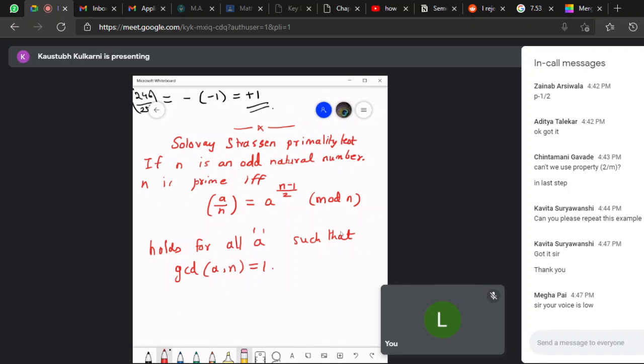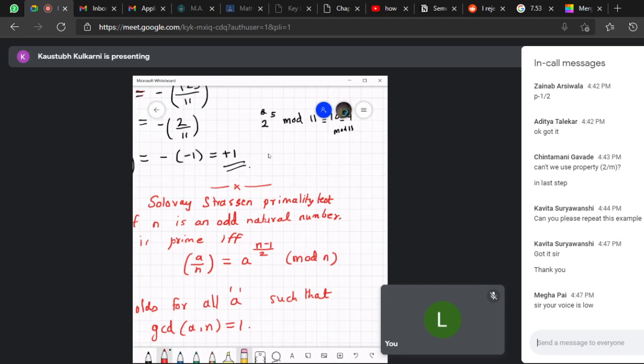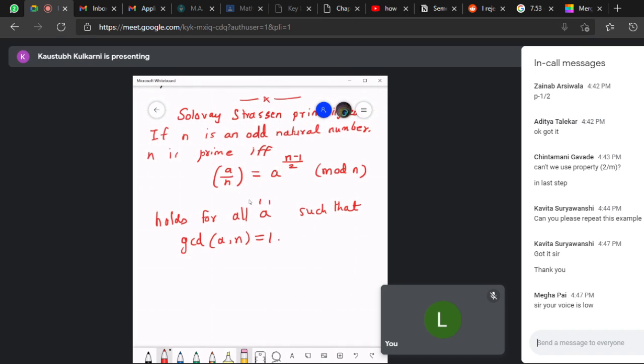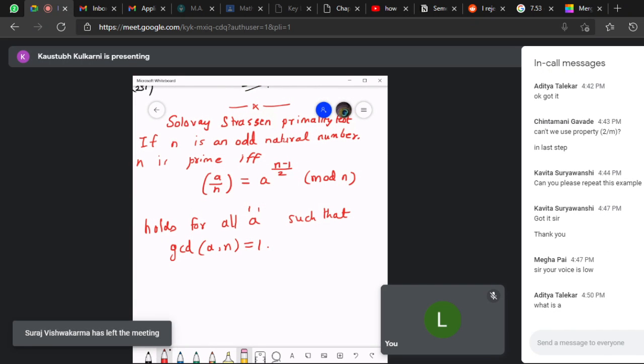So for any number n, you take the set of numbers which are relatively prime to n, and you test whether a upon n is actually equal to a raised to n minus 1 upon 2 mod n. How will you calculate a upon n? You will calculate it using the different rules for the Jacobi symbol, and if it comes out as a raised to n minus 1 upon 2 mod n, then you can say that n is a prime number. We can check this for any prime number, but it's not required. So this is called the Solovay-Strassen primality test.